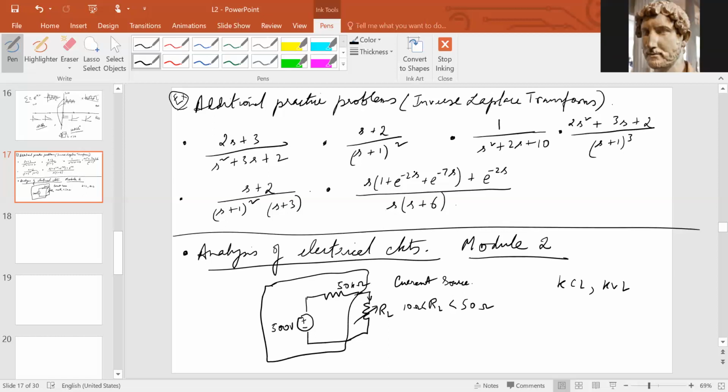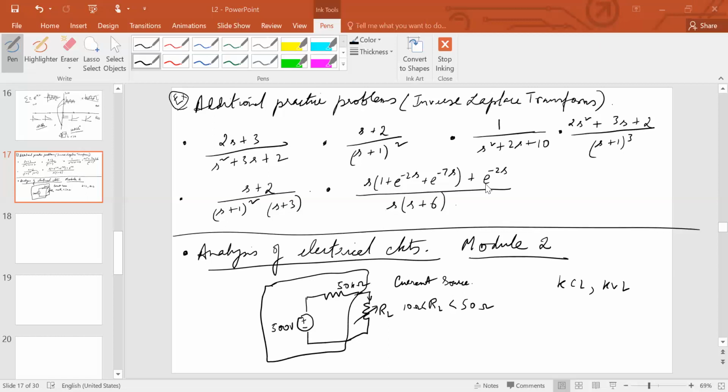Before we move on to that, in the last module, I forgot to give you a certain number of exercises to try out. So these are 6 transfer functions. Don't worry, I'll share these slides with you after the lecture. Please try to obtain the inverse Laplace transforms of these transfer functions using the techniques that we've seen in the previous module.